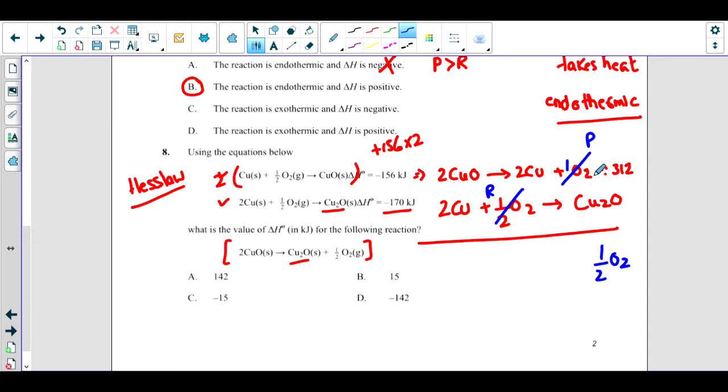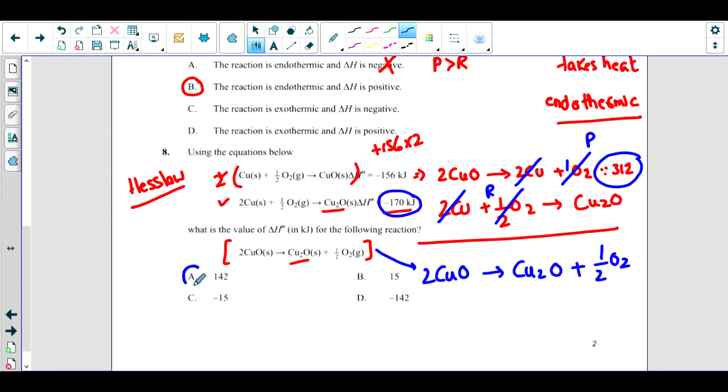Any other cancellation? No. So let's rewrite the equation. Now this also cancels. 2 Cu cancel with 2 Cu. So what is left? 2 CuO will give us Cu2O plus half O2. See, we are getting the same equation. Now adding these two values, this one with this one, we will get what answer? In this case, our answer will be 142. So the correct answer is E.